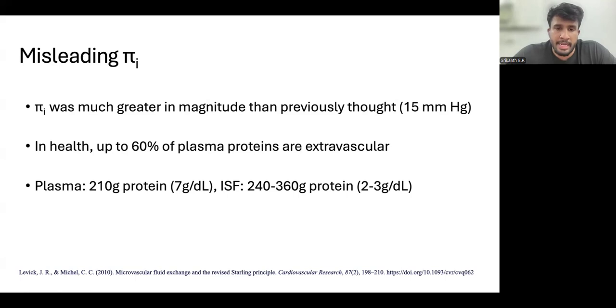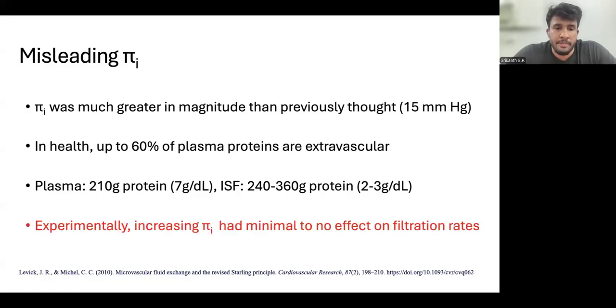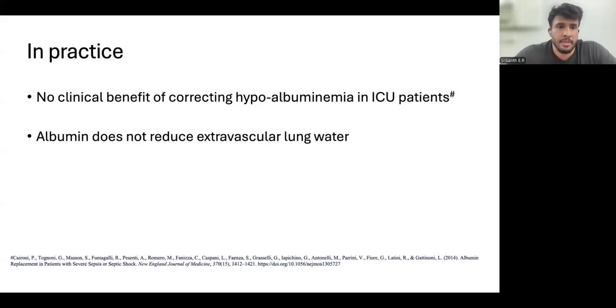Also, when they tried to increase the oncotic pressure of the interstitium by injecting protein-rich fluid into the interstitium, they never really saw any increase in filtration rate. So what they found is that the interstitial oncotic pressure does not affect filtration at all. So this also goes completely against our classical Starling understanding.